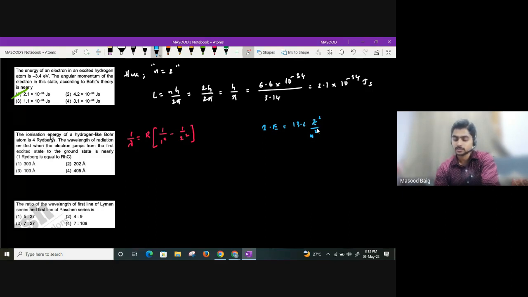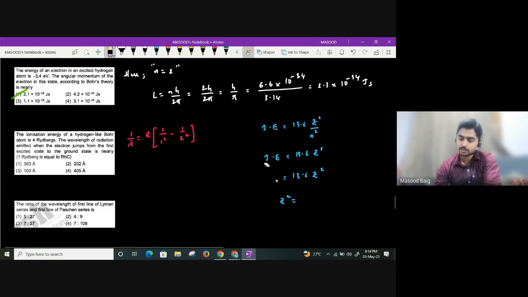Let us take the first state, guys. The ionization energy in the first state is 13.6 into Z square. This is mentioned as 4 Rydberg, so I'll get the Z square value here. 1 Rydberg is RHC, so 4 Rydberg will become 4 into R into H into C. So Z square is 4 RHC divided by 13.6.